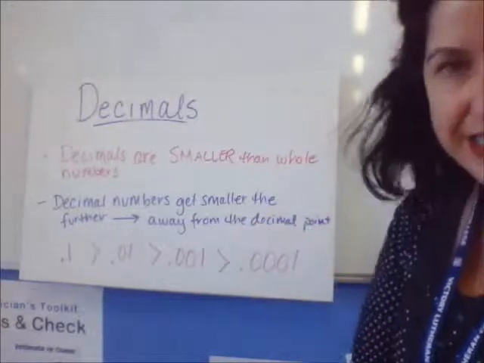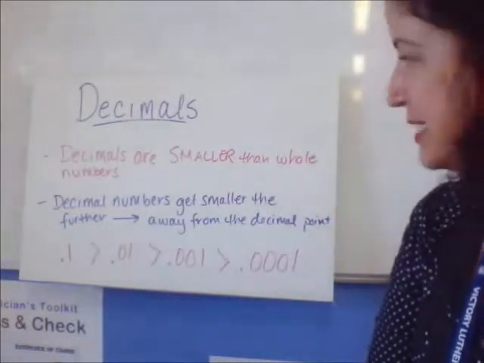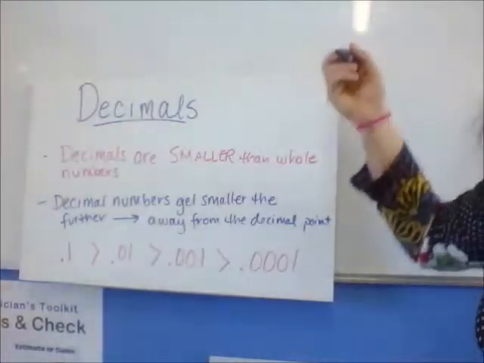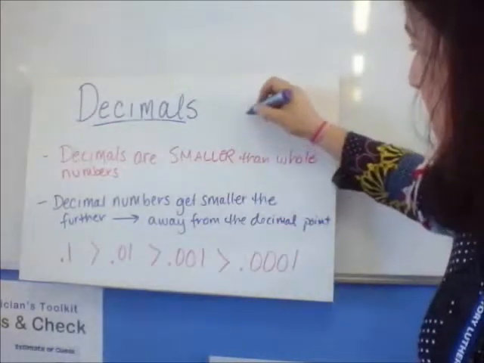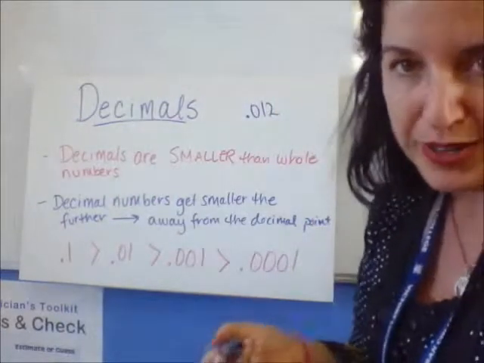Okay, so the thing with decimals is that they are smaller than whole numbers. It's just important to remember that when we look at decimals, we're talking about things like 0.012. It's smaller than 1.